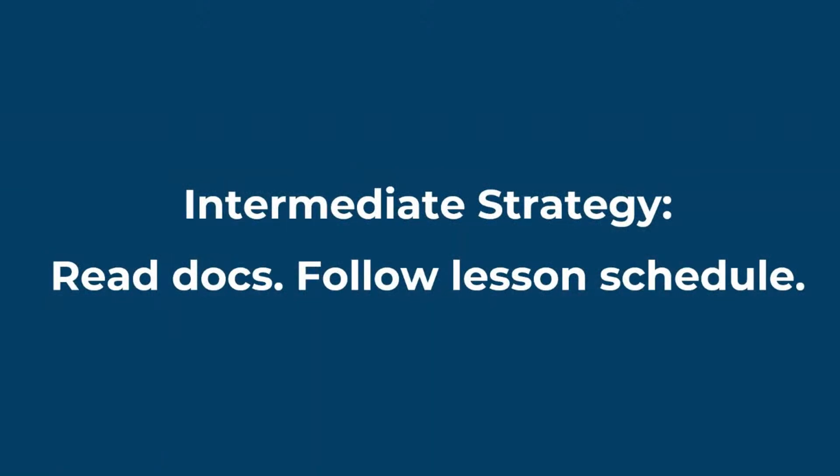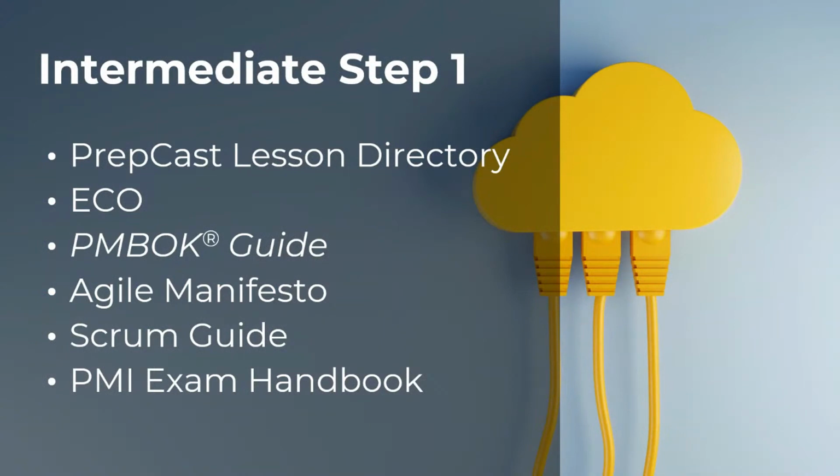Intermediate strategy. Remember, the basic strategy was read the ECO, watch the lessons. Now here the intermediate strategy is read the documents and then follow the lesson schedule. Okay, here are the documents that I want you to read. The PrepCast lesson directory, then the exam content outline, then the PMBOK guide, then the Agile manifesto, then the Scrum guide, and then the PMI exam handbook.